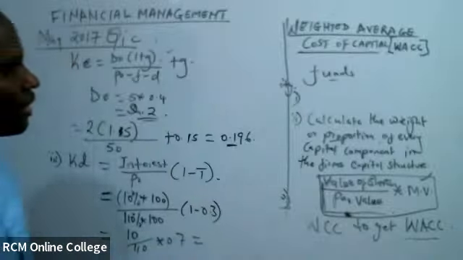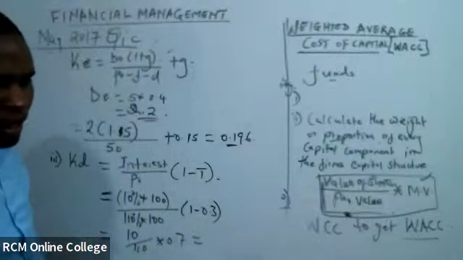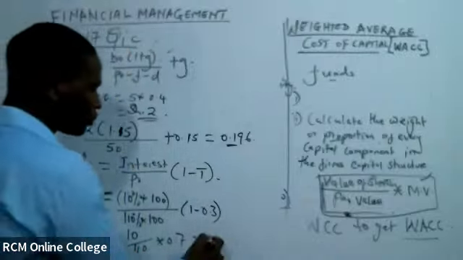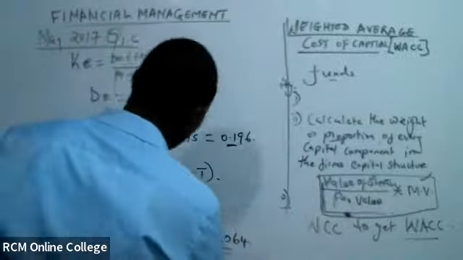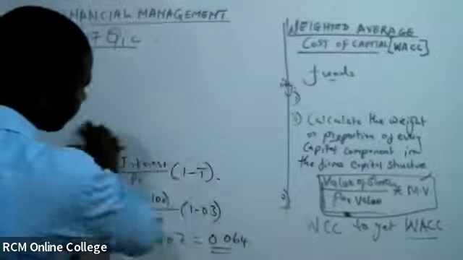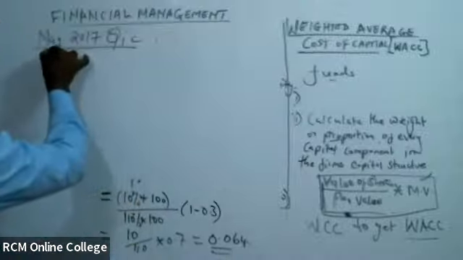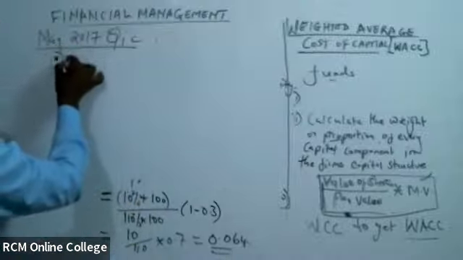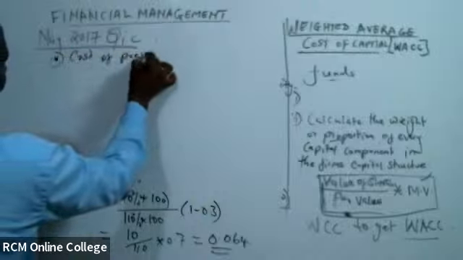Once I get the KD, class, I move directly to the KP, cost of preference share. People are giving me 0.064, and that is what we have as well. KD, that is the cost of debenture that we have here. So we move to the next one, which is Roman number 4, and this is cost of preference share.